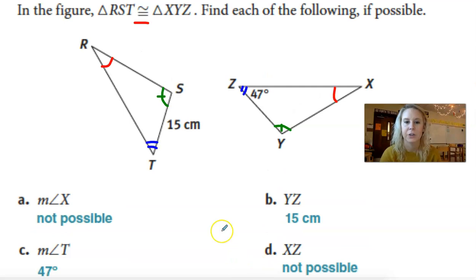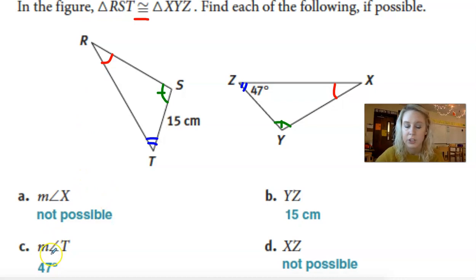It was not possible to find the measure of angle X because I did not know the angle measurement of the other corresponding angle. So I kind of did some color coding to help us out. So R was the first letter, X was the first letter. I don't know anything about X, I don't know anything about R, so I can't figure anything out.